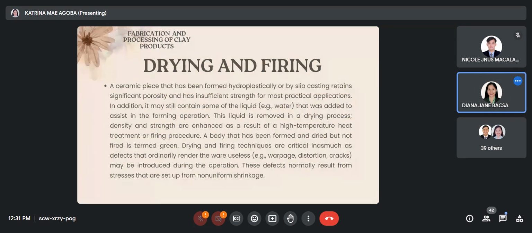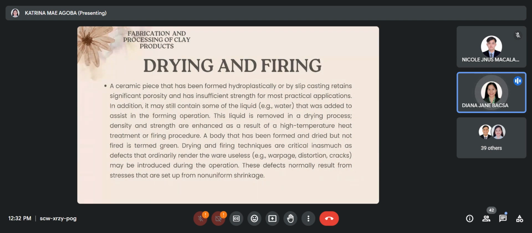Drying and firing. A ceramic piece that has been formed hydroplastically or by slip casting retains significant porosity and has insufficient strength for most practical applications. In addition, it may still contain some of the liquid, for example water that was added to assist in the forming operations. This liquid is removed in a drying process.